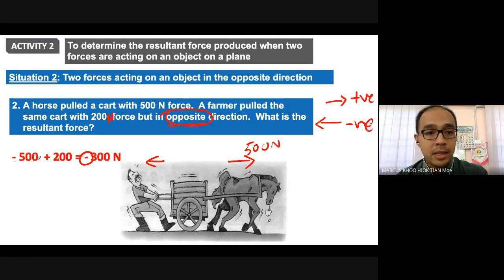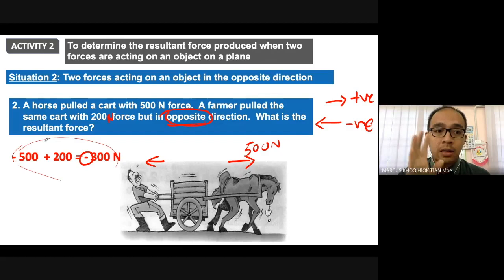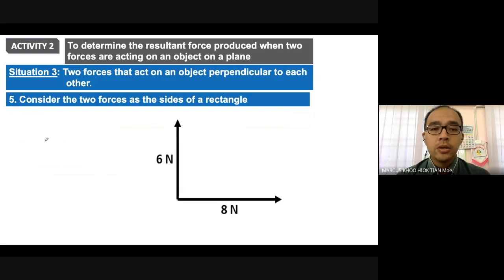Okay, but is this wrong? No, it's not wrong. It is still correct dengan syarat yang kamu memahami bahawa ke kanan adalah positif, negative. Okay, so the answer is still correct. Still 300 newtons to the right. Cuma dia punya pengiraan sajalah. Dia menggunakan ke kanan sebagai negatif. Tidak salah juga.